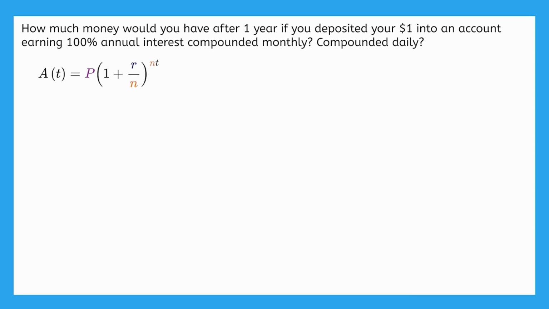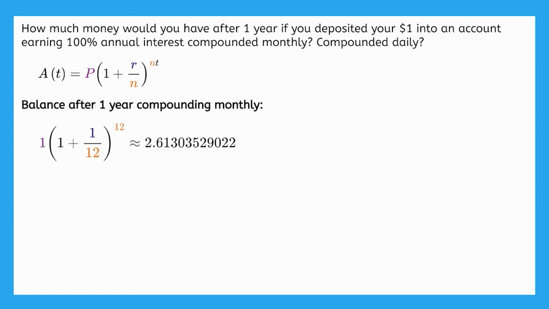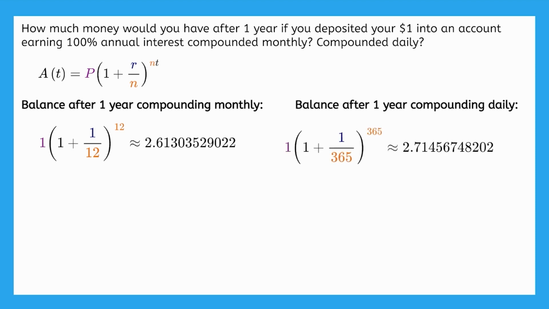Compounding monthly would mean 12 times a year, which means n equals 12. The balance after 1 year would be 1 times 1 plus 1 over 12 to the power of 12, which gives around $2.61. Compounding daily would mean n equals 365, so our balance would become 1 times 1 plus 1 over 365 to the power of 365, which gives around $2.71. Are these results as large as you expected? From compounding 12 times a year to 365, there is a huge difference, yet the balance ended up being just around 10 cents larger.